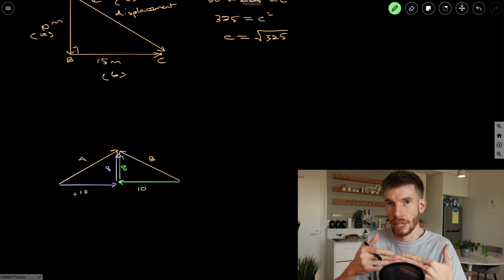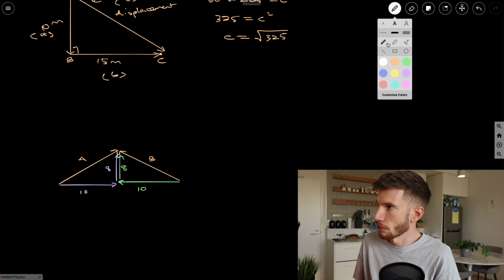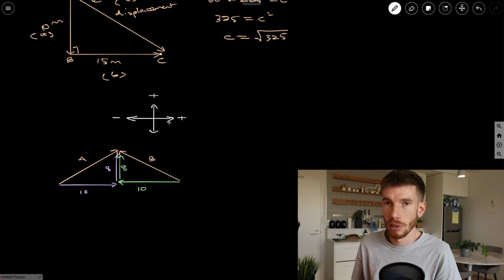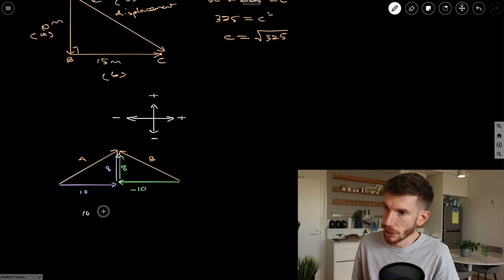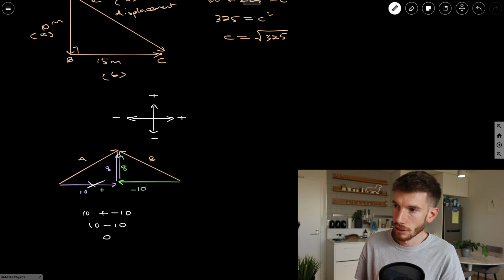And a good idea is to create what's called a positive and a negative direction. So if I put a key on my diagram here, I can just say that logically, positive should be this way and negative should be that way for horizontal, and positive should be up and negative should be down for vertical. So really, this green one here is actually a negative number. And so when I'm adding them, I'm actually just doing 10 plus negative 10, which is 10 minus 10. And that gives me then 0. So they're going to cancel out.